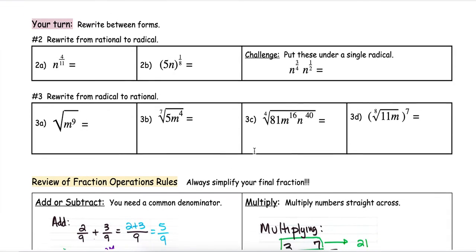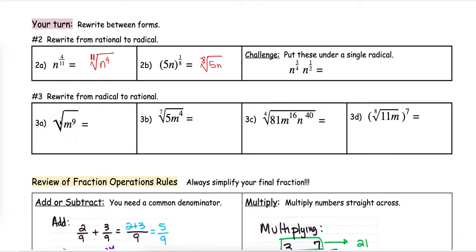Okay, back to where we got our rewriting from rational to radical. Okay, some simple ones to start with. Okay, so the n to the 4/11, well, that's the denominator, the 11th root of n to the 4th power. That's straightforward so far. Okay, watch your parentheses. We've got the 8th root of 5n. We don't need to worry about the parentheses now because our exponent power is 1, so we're ignoring it. I'll come back to the challenge in just a second.